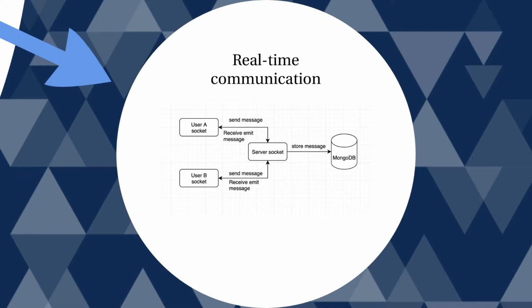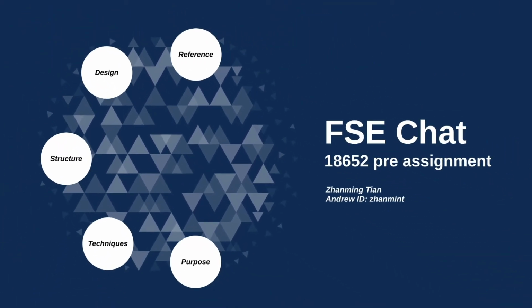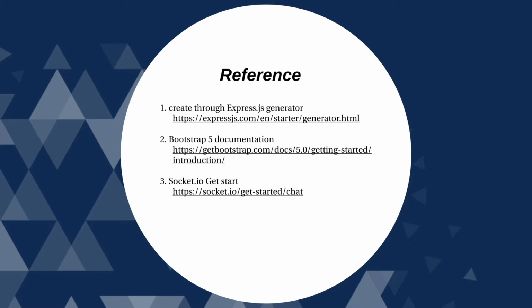In the real-time communication, you can see right here. If user A sends a message to the server socket, all the users receive the emitted message. And then the server socket will store the message to MongoDB. I use three websites for citations, which are the Express.js generator from the Express.js website, the Bootstrap 5 documentation to help me build the front end, and Socket.io to help me realize the real-time communications.